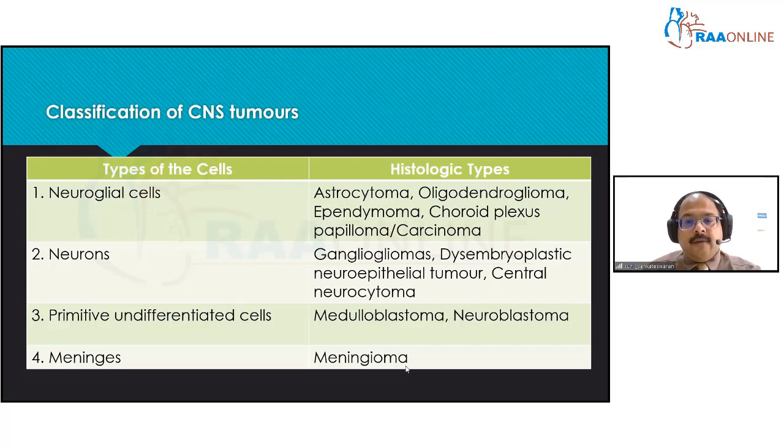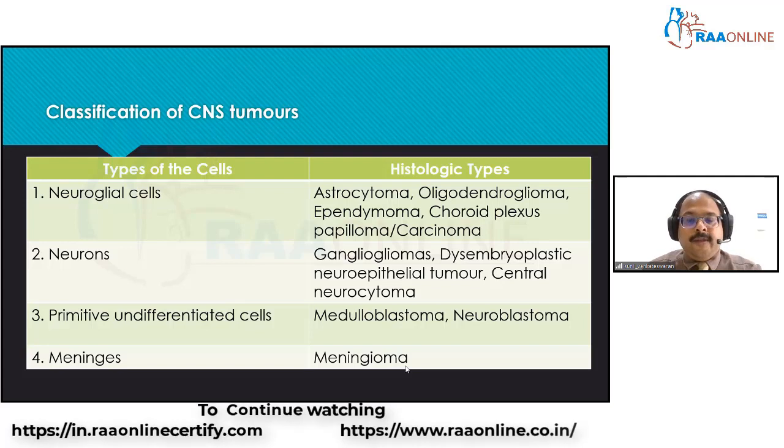Examples include gangliogliomas, something called dysembryoplastic neuroepithelial tumor, in short also called DNET. And then a tumor called central neurocytoma.